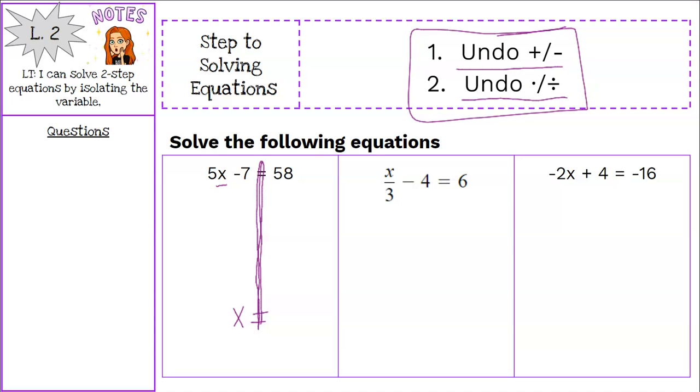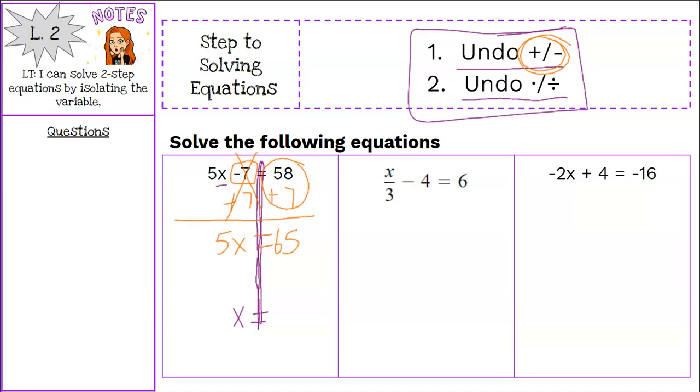Now the first thing we want to do is undo addition or subtraction. So we have to ask ourselves, do we have addition or subtraction? And the answer would be subtraction. We have minus 7. What's the opposite of minus 7? The opposite is plus 7. So I'm going to add 7 to undo that minus 7. But if I add 7 on the left side, I have to add 7 on the right. Whatever we do to one side, we have to do to the other. Negative 7 plus 7 is 0, leaving us with 5x on the left side, and 58 plus 7 is 65.